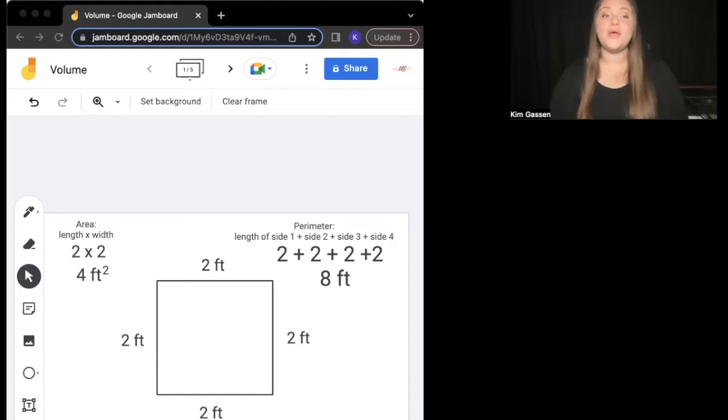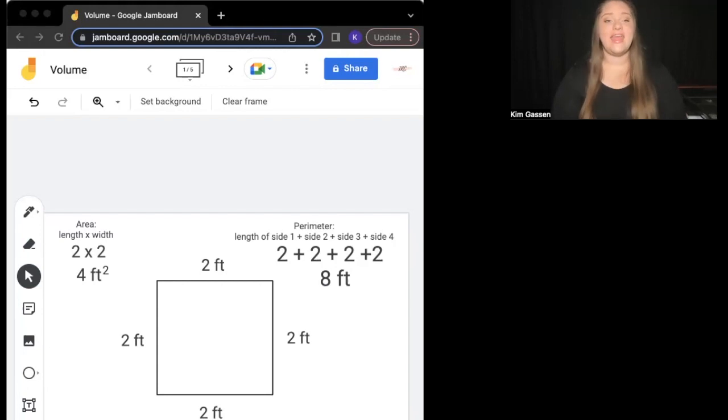So let's quickly remember everything that we learned about area and perimeter. So perimeter is the sum when you add up the sides of your shape, right? So if you have a square and every single side is 2 feet long, then 2 plus 2 is 4, plus another 2 is 6, plus another 2 is 8, right? So the perimeter of your square is 8 feet, right?